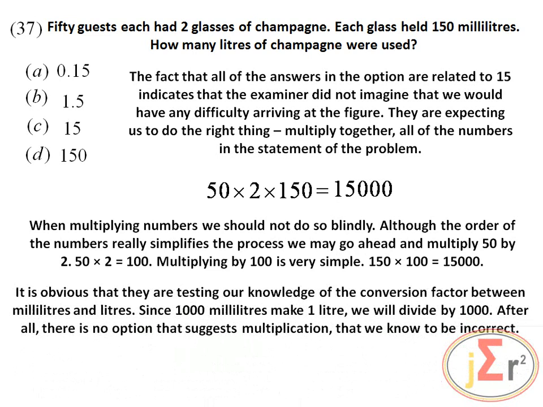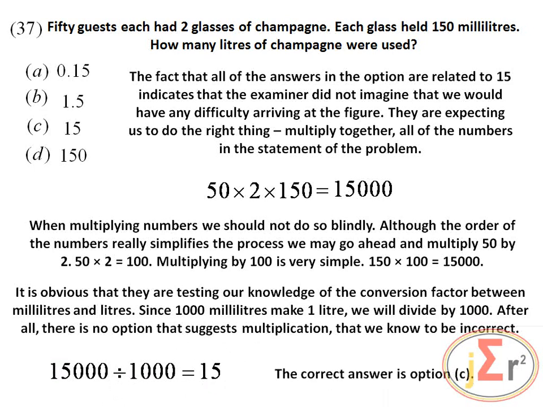It is obvious that they are testing our knowledge of the conversion factor between milliliters and liters. Since 1000 milliliters make 1 liter, we will divide by 1000. After all, there is no option that suggests multiplication. And of course, we know multiplication is incorrect. So we go straight ahead and divide by the conversion factor, which is 1000. 15,000 divided by 1000 is equal to 15. The correct answer is option C.